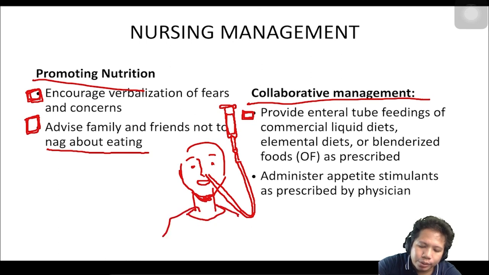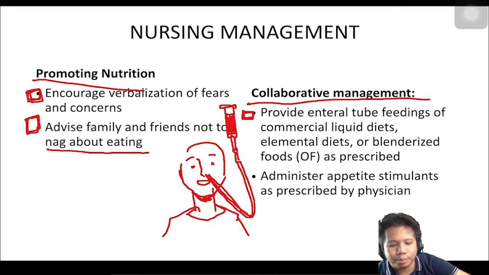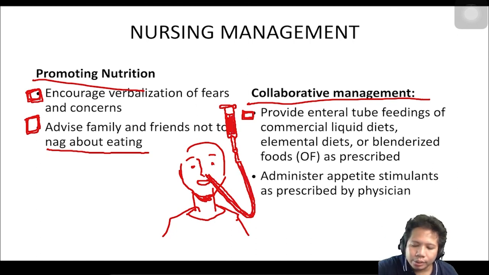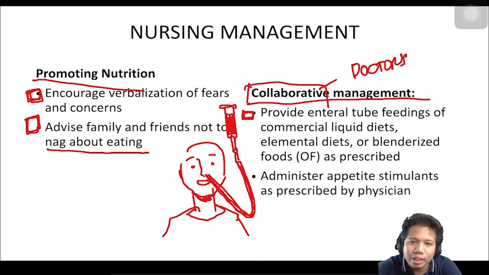So yung food yan didn't drip and it would go straight to the patient's stomach. Okay, so that's enteral tube feeding as ordered. So that's why it's called collaborative, because you need to have the doctor's order for it. Hindi yung as nurses you would be inserting an NGT and then feeding the patient. So you need collaborative management for that one.